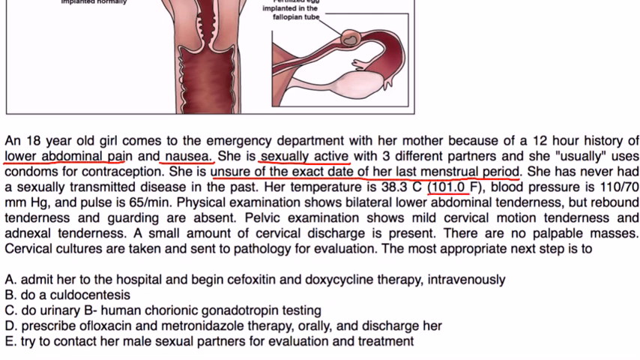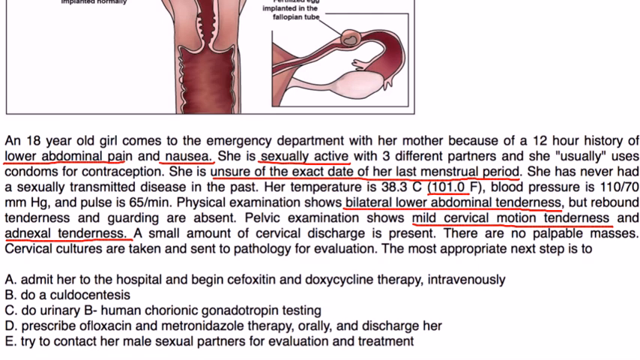Temperature is 101, blood pressure is 110/70, pulse is 65. Physical exam shows bilateral lower abdominal tenderness, but rebound tenderness and guarding are absent. Pelvic exam shows mild cervical motion tenderness and adnexal tenderness. Small amount of cervical discharge is present. There are no palpable masses. Cervical cultures are taken and sent to pathology for evaluation.